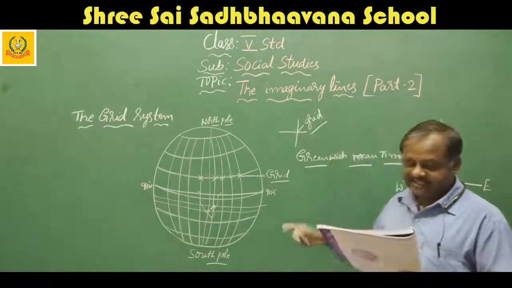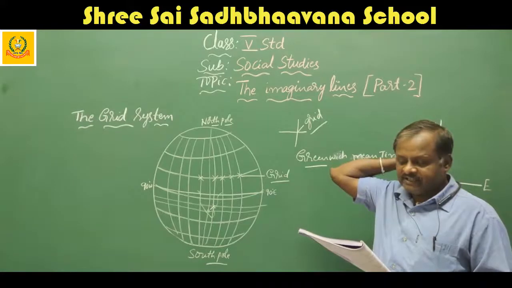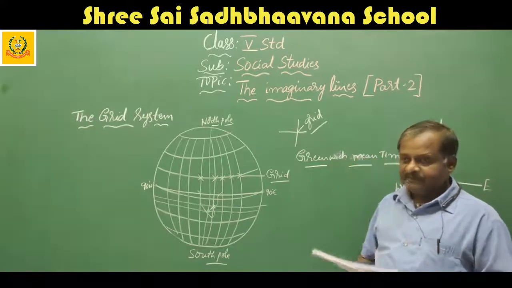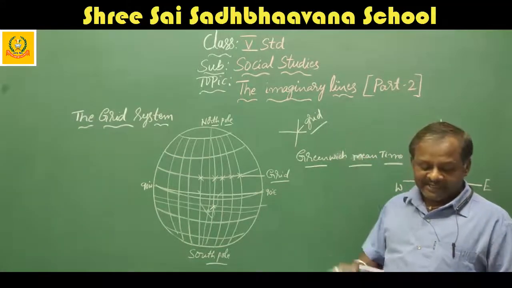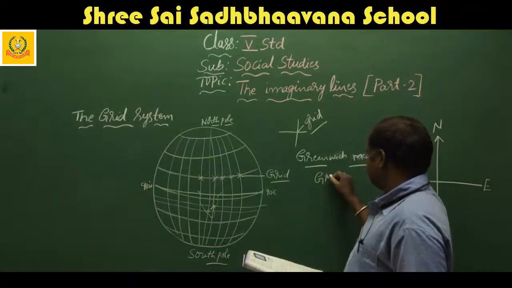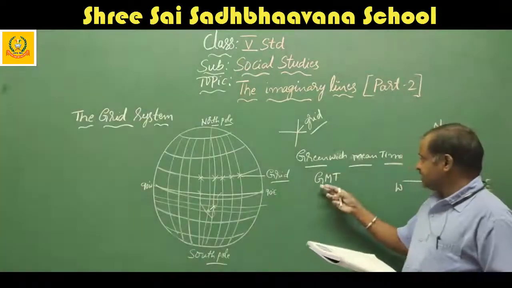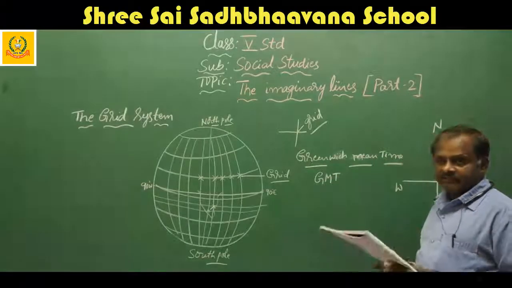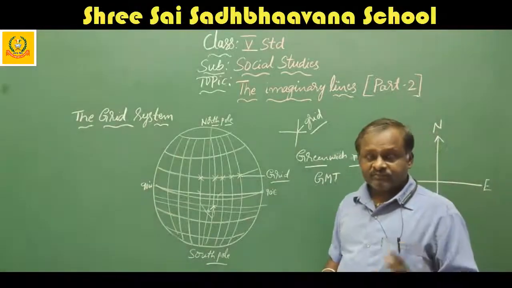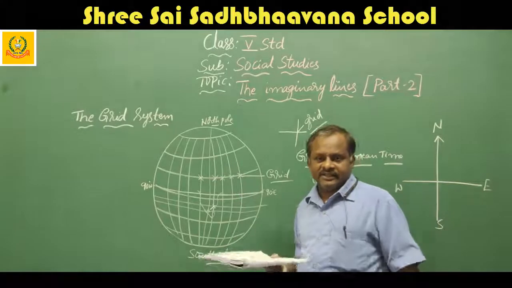The time at Greenwich is observed as the mean time. It is the place where the prime meridian passes through the Royal Observatory at Greenwich, as I have already explained. The time when the sun comes there is called the mean time, so we write it as GMT. When you see GMT written somewhere, what does it mean? Greenwich Mean Time. That means at that place, what is the time? According to that time, the time of all places is calculated.